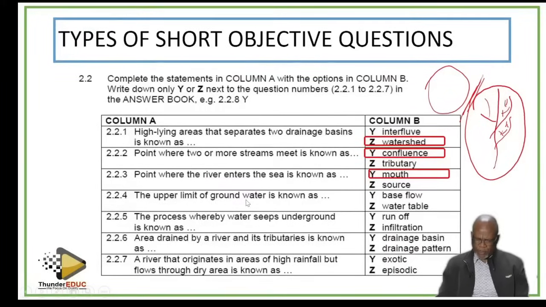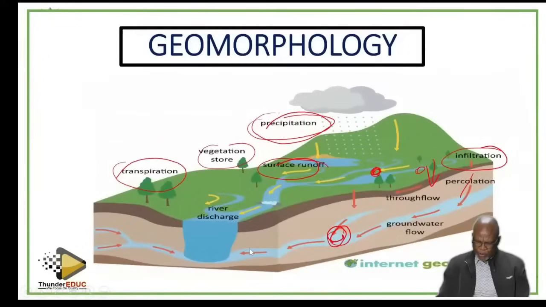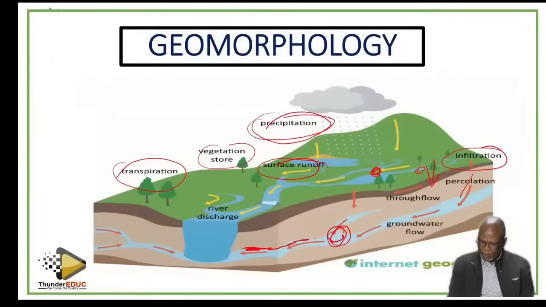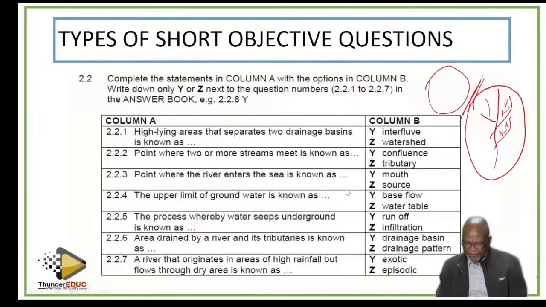The upper limit of groundwater now, where do we go here? We go to the upper limit of groundwater. So if you have groundwater here, this part of groundwater will be the part that is on top, the top part of groundwater. This is what we now call the water table, this top part of the saturated zone. The top surface of groundwater is called the water table.